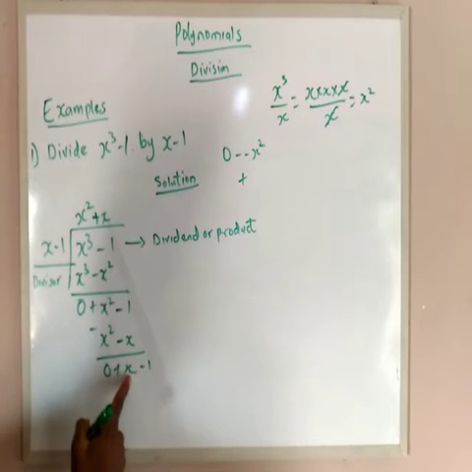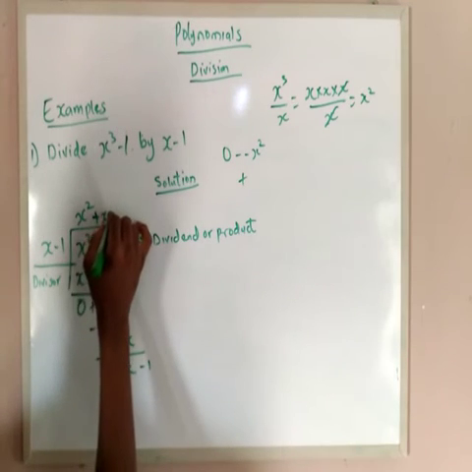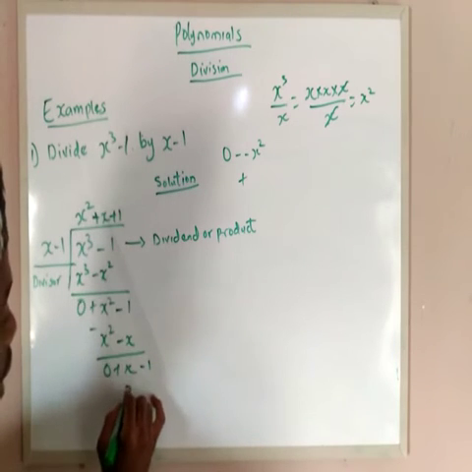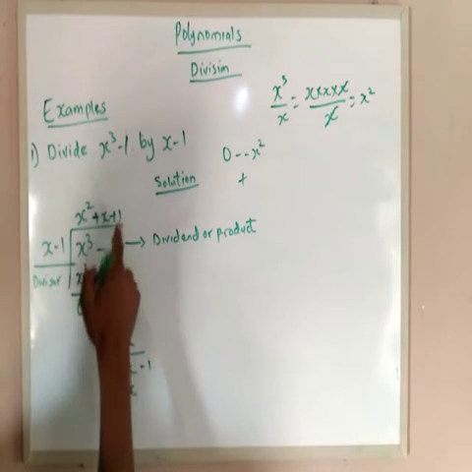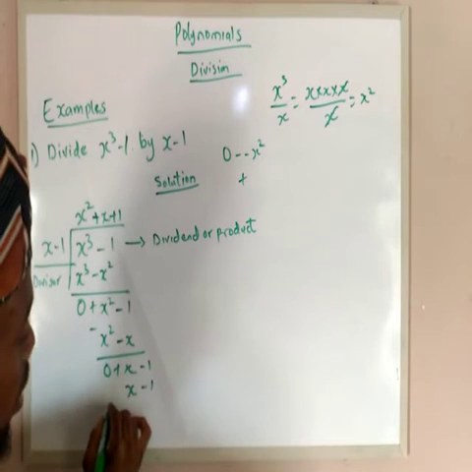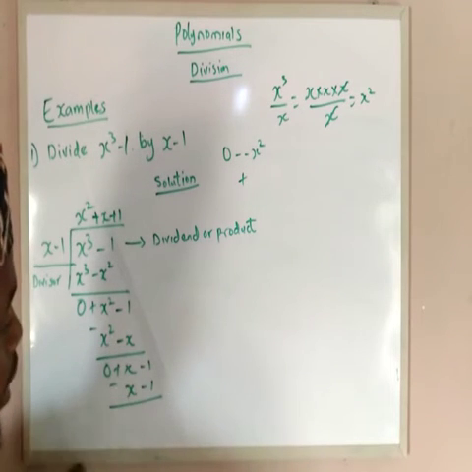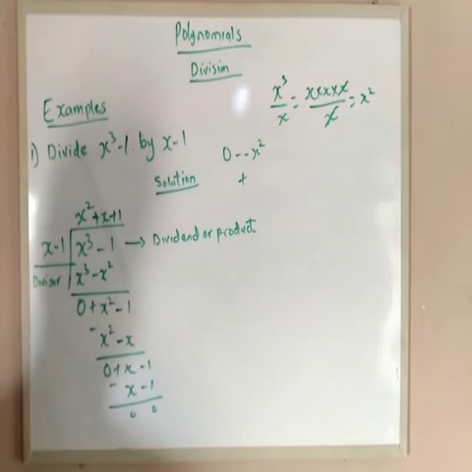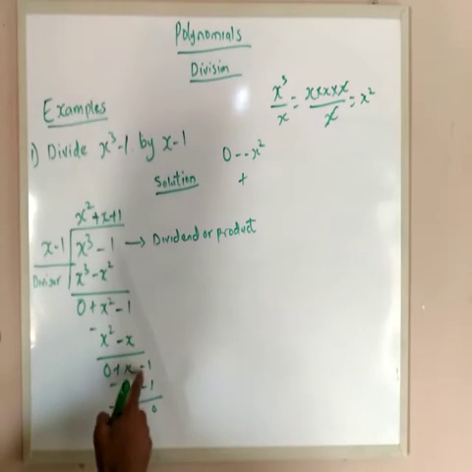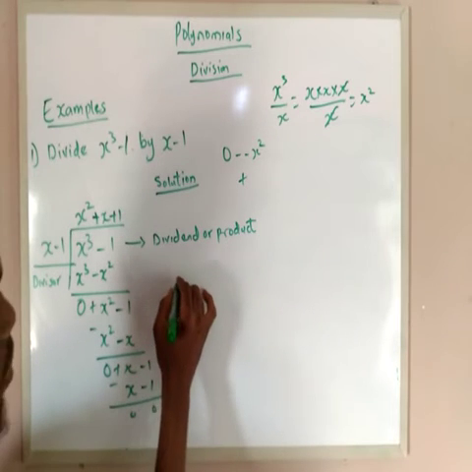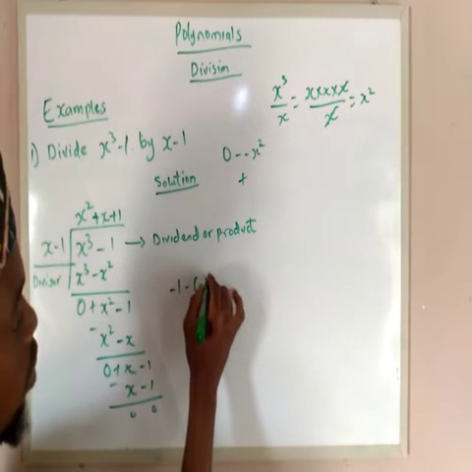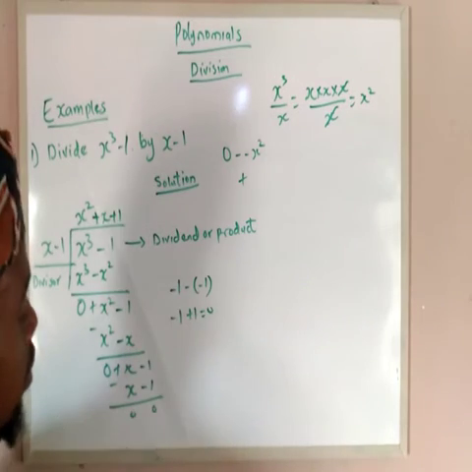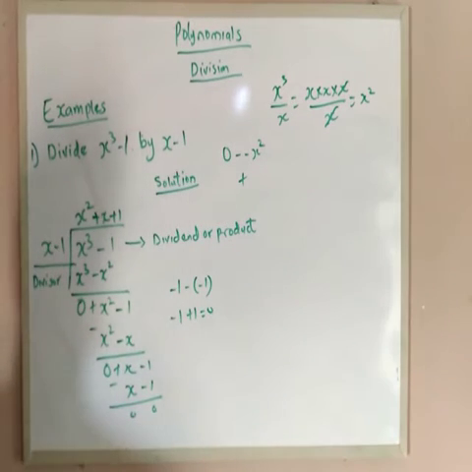x divided by x will give us 1. So we have plus 1. x times 1 will give us x. Minus 1 times plus 1 will give us minus 1. And when we subtract, x minus x will give us 0. Minus 1 minus into bracket minus 1 is still the same thing as saying minus 1 plus 1, and that will give us 0. So that's why we have 0 here.